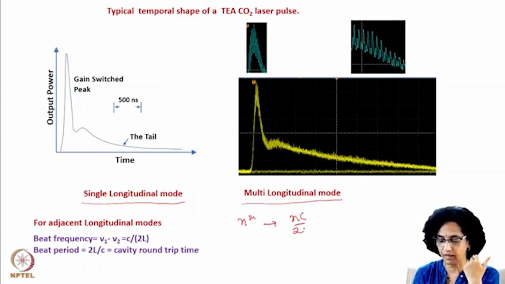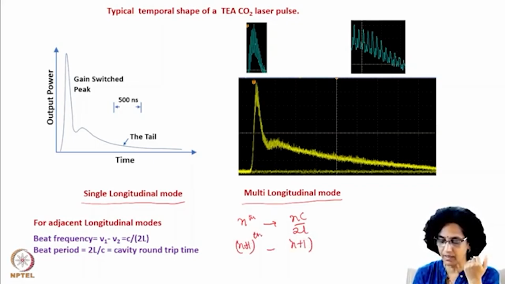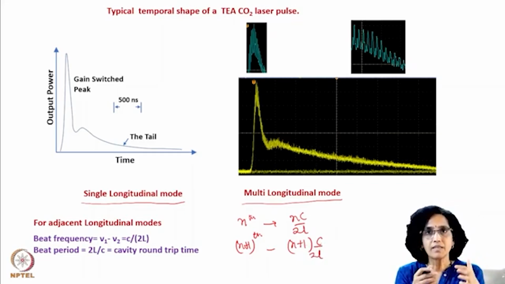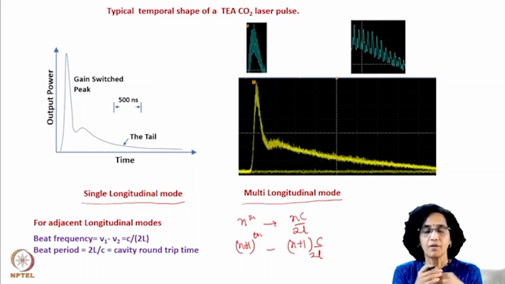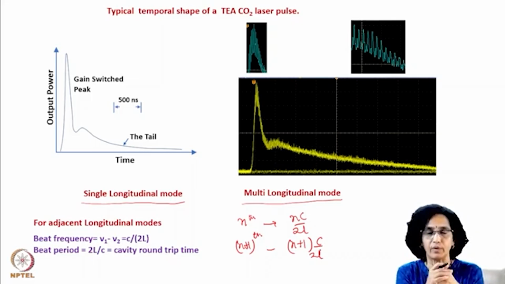Nc by 2L. And if the next one is lasing, that is the n plus 1th mode is lasing, then it will be (n+1)c by 2L. Now, when these two frequencies are lasing inside the cavity, there is a beating between them, right? When there is a beating, what is the beat frequency? It can be nu1 plus nu2, that is this frequency plus this frequency, or the difference between the two.